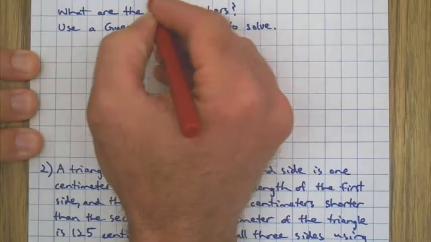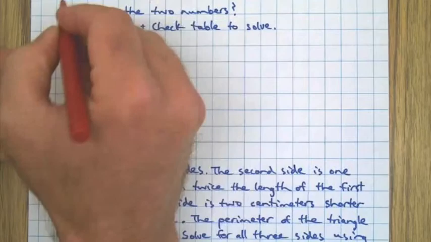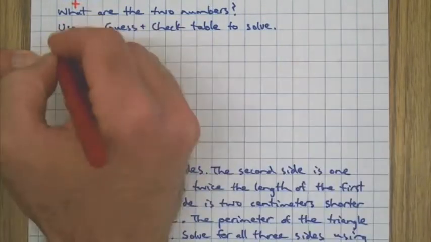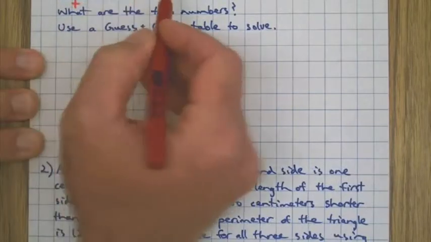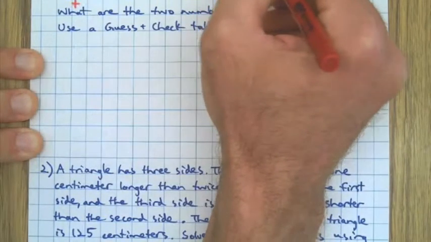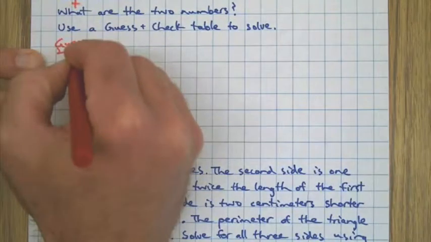Okay, one number is 17 less than. That's going to be subtracting. Sum means adding. So this looks pretty easy. So here we go. This is the one we need to guess. So we're going to guess second number.